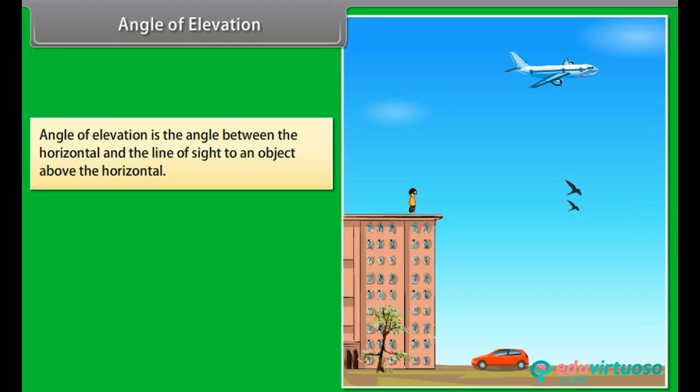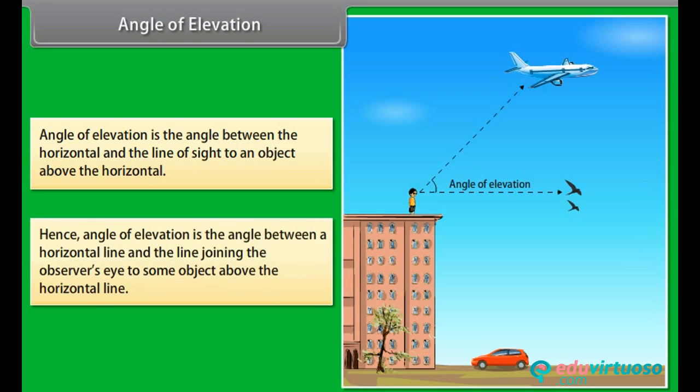Let us take an example to understand this. In this picture, an observer is standing at the top of a building and looking straight ahead at the birds which are in the horizontal line. The observer must raise his eyes to see the airplane which is in the slanting line. This line is also called as line of sight. The angle formed between the two lines is called the angle of elevation. Hence, angle of elevation is the angle between a horizontal line and the line joining the observer's eye to some object above the horizontal line.